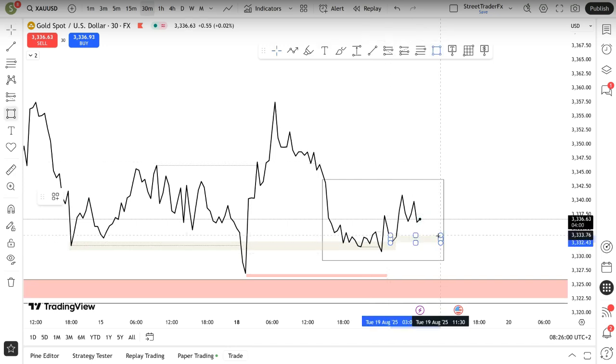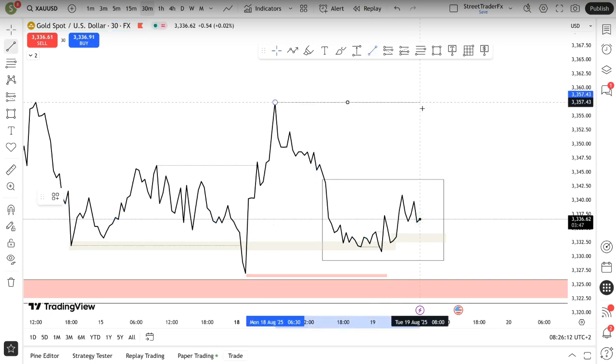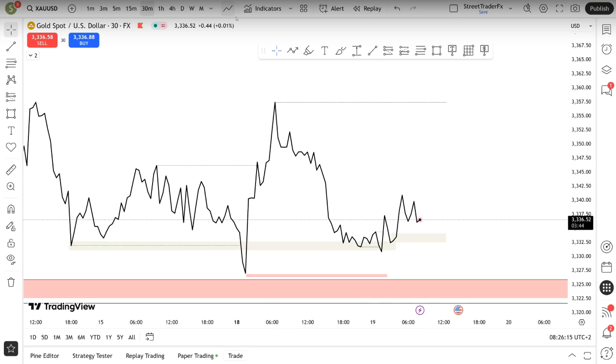So after we broke the second structure right here, we can start looking for other opportunities within this area, right? Possibly, and then target the bigger QM right here. So I'm just going to quickly check the candlesticks.